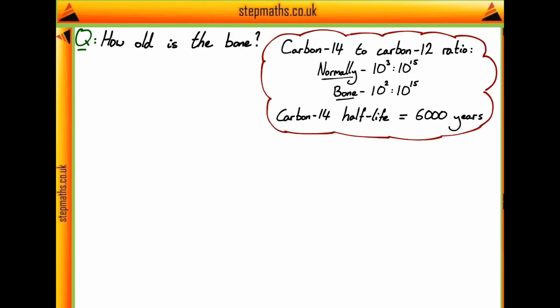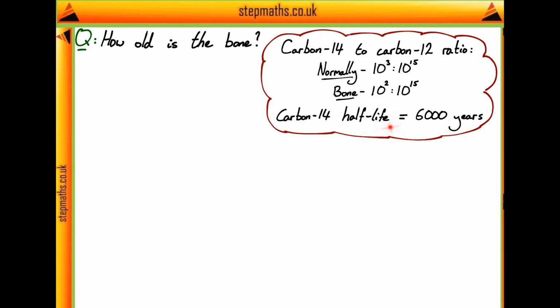Okay, so let's think about the information we've been given so far. Normally we have a ratio of 10^3 to 10^15 of carbon-14 to carbon-12 atoms. But in this bone we have a ratio of 10^2 to 10^15 of carbon-14 to carbon-12. We've also been told that after something dies, carbon-14 decays with a half-life of 6,000 years. So basically our bone initially had a ratio of 10^3 to 10^15, but over time the number of carbon-14 atoms has decayed down from 10^3 to 10^2. With this we can try to determine how old the bone actually is.